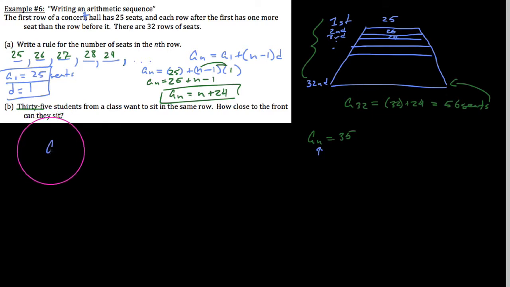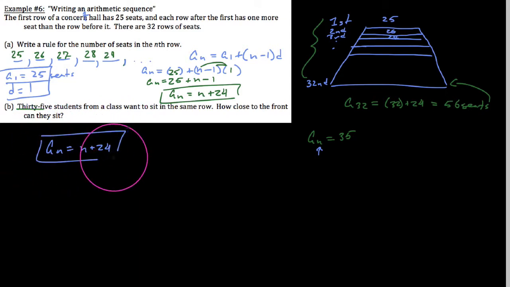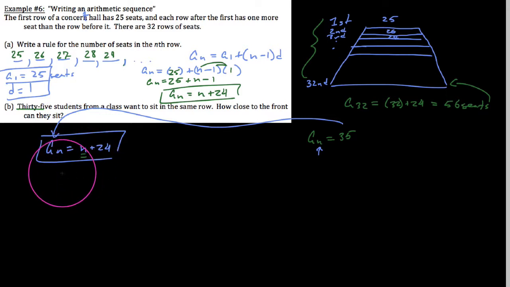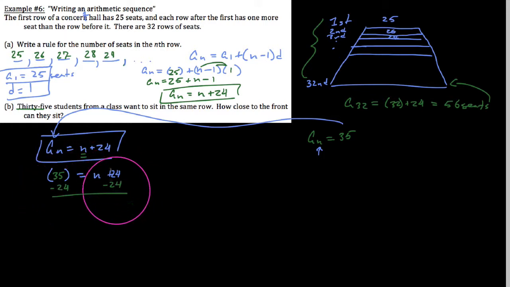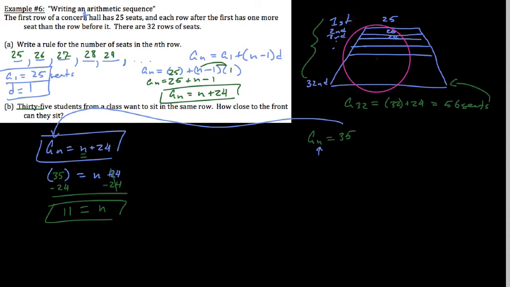Since we have the rule, a_n is equal to the first term, which is 25, plus n minus 1 times d. Actually, we cleaned that up: we got n plus 24 as our cleaned up rule. We're going to plug in 35 for the number of seats that we need and ask what row we must be in. So 35 equals n plus 24. I'll start by subtracting 24 from both sides, and we find that 35 minus 24 is 11. So you must be in the 11th row if you all want to sit together, or at least you could reserve the 11th row, because the 11th row would be the one that has 35 seats in it. Cheers.